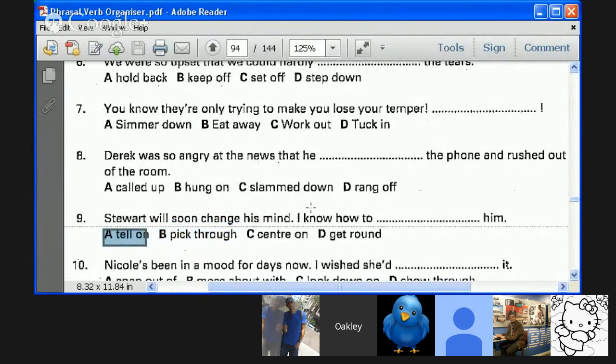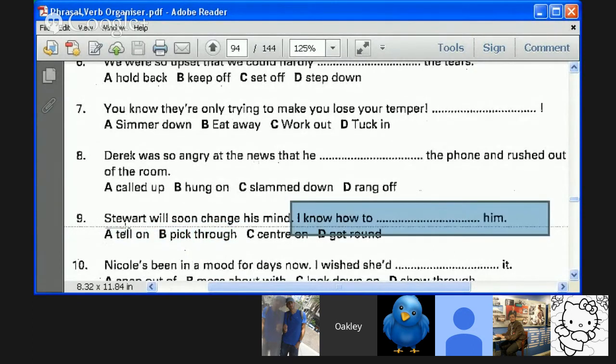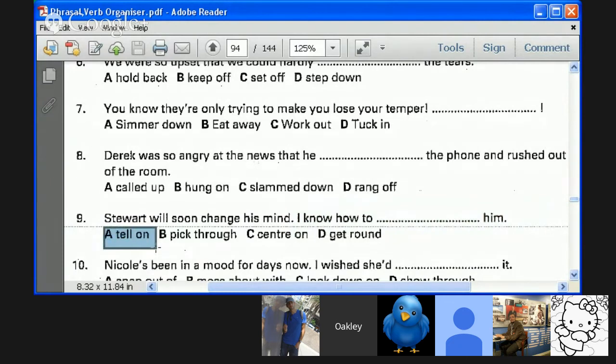Tell on, I know how to tell on him. To tell on somebody is to go to an authority and tell them the bad thing that he did. So if I'm going to tell on Stuart, I would tell Stuart's mother, or boss, or the police about something bad he did. You tell on somebody. We usually use this for children. If we're adults, then you rat somebody out.